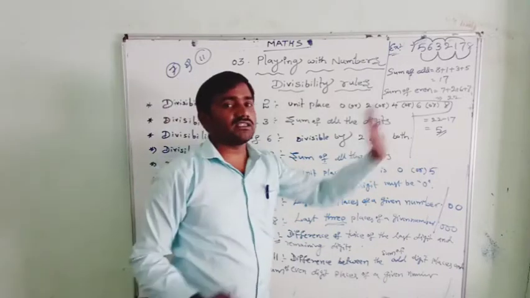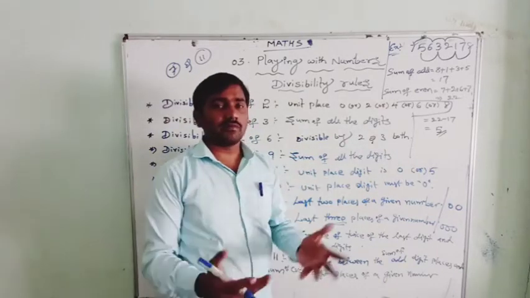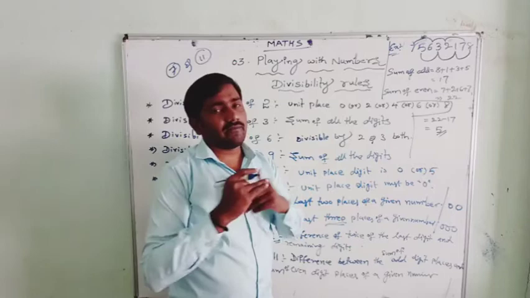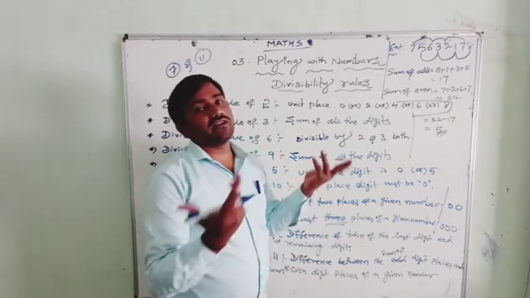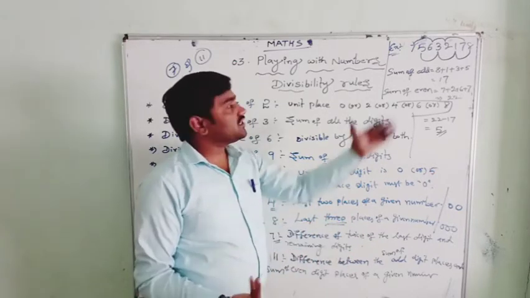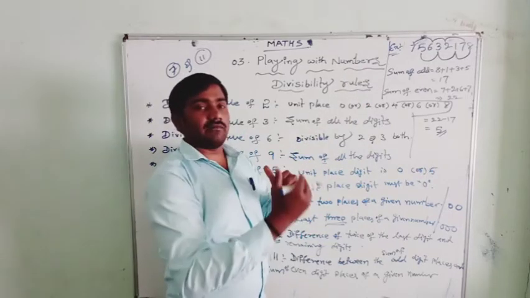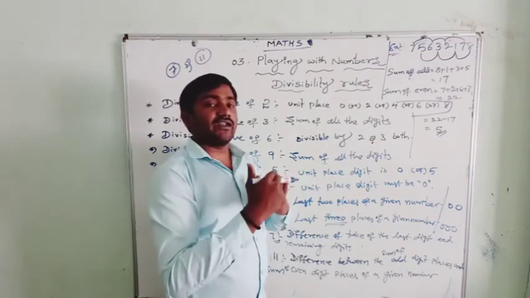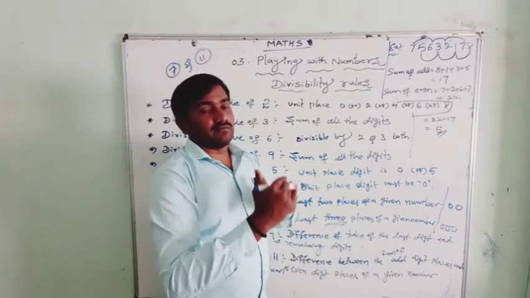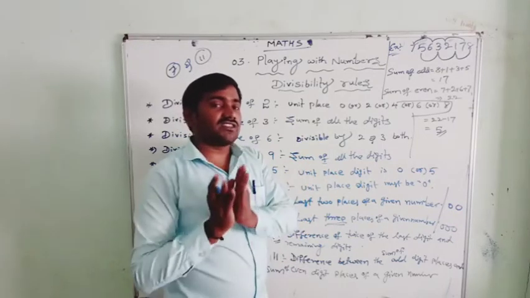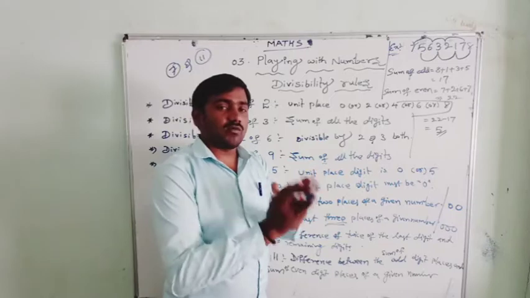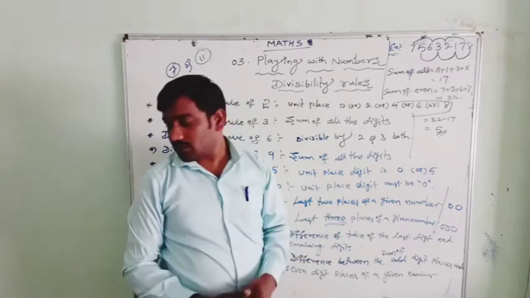We need to check. 5 is not divisible by 11. Simple. 5 is not at all divisible by 11. Hence, the whole number is not divisible by 11. In this way, we need to check. Simple. Take alternate digits, find their sums, and then find the difference of the sums. If that difference of the sums is divisible by 11, then the whole number is divisible by 11.